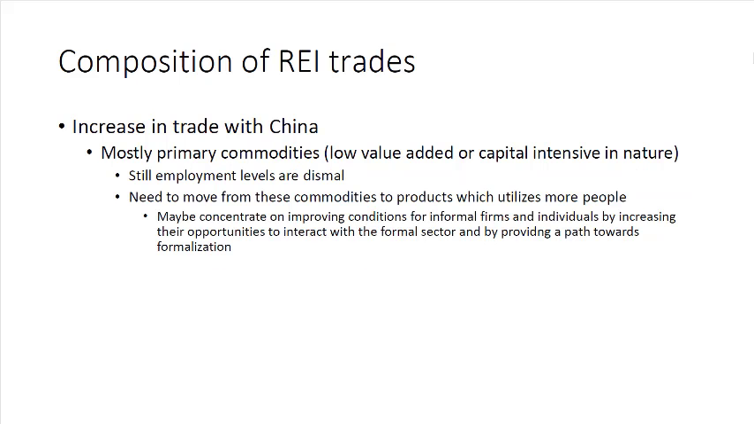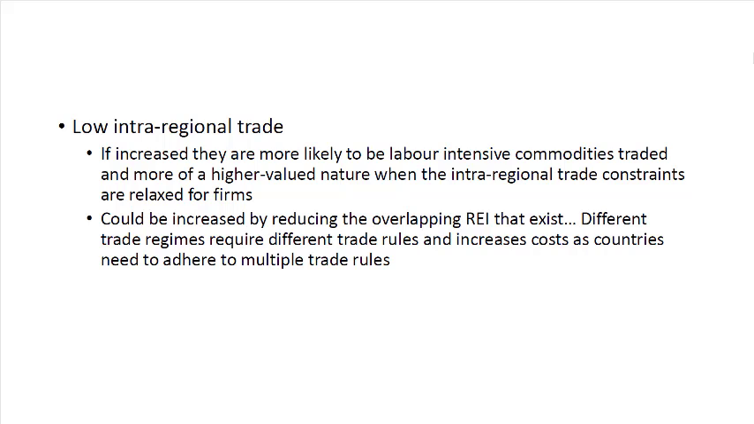Another, looking at the composition of regional economic trades, as we all know, there's very low inter-regional trade. So if we're looking at low inter-regional trade, one way that we can help with increasing production in labor-intensive goods and those of a higher-valued nature is by trying to relax the constraints of inter-regional trade for firms. So that may help in that sense.